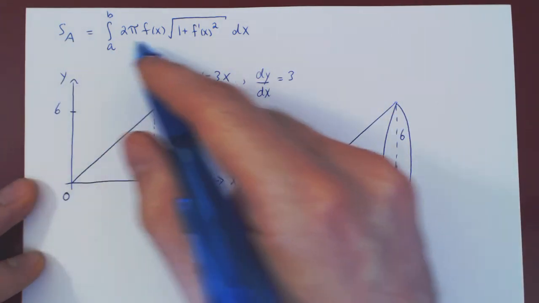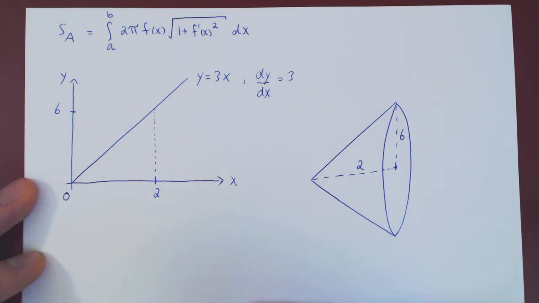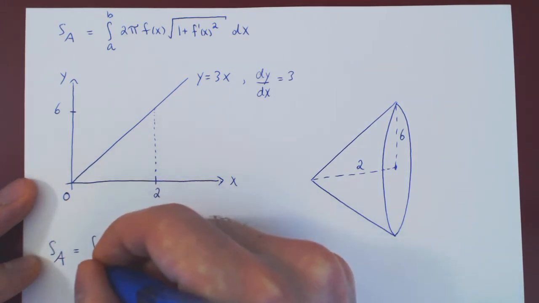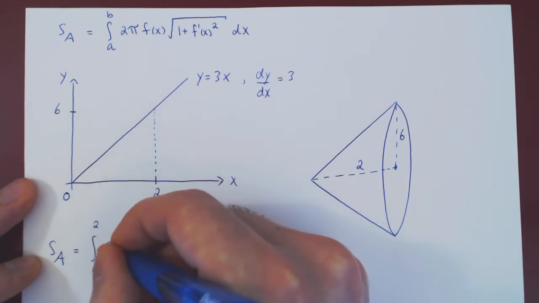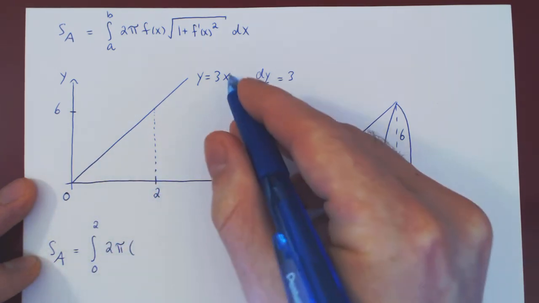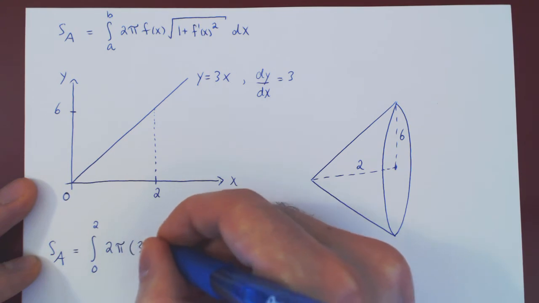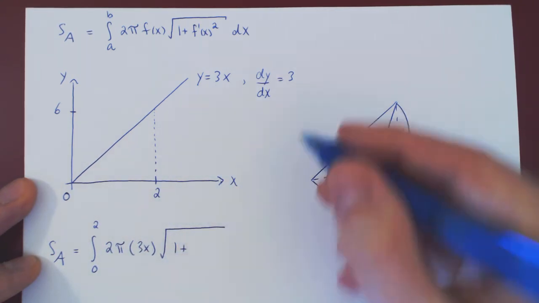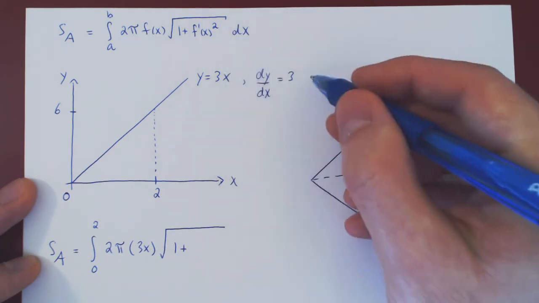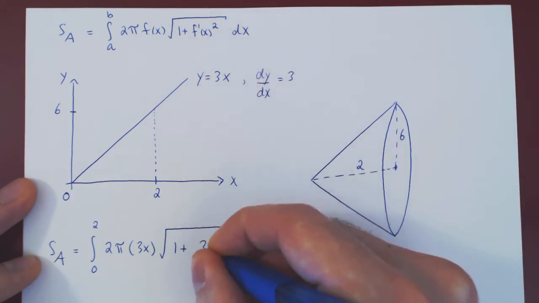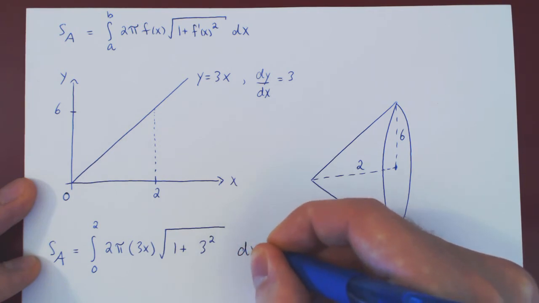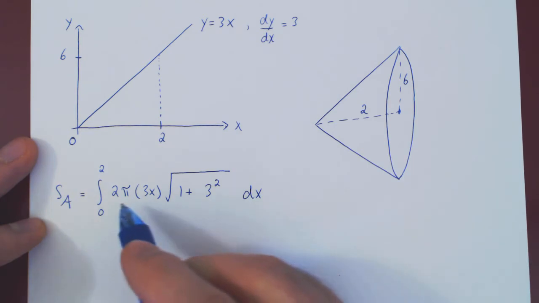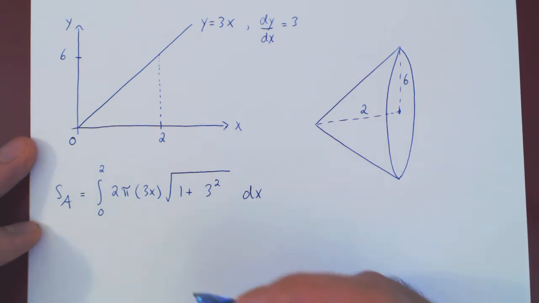So now we can find the surface area again of the outer shell of this cone. So our surface area is, we integrate from 0 to 2 pi times f of x, which is 3x, the square root of 1 plus the derivative squared. The derivative is 3, so 1 plus 3 squared dx. Well, let's now simplify this integral and then evaluate.